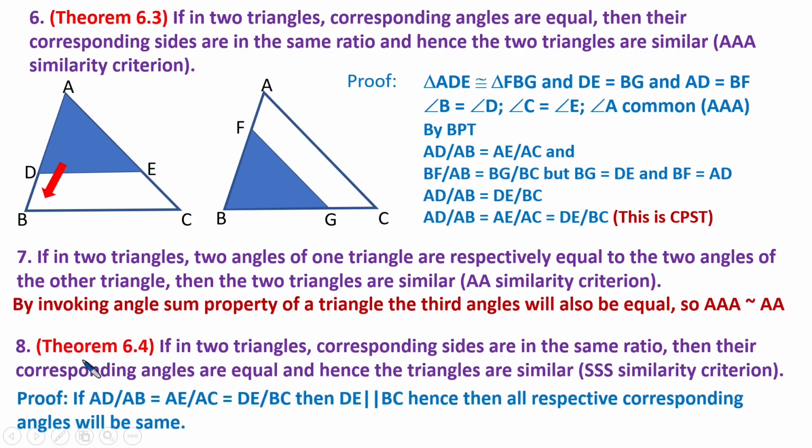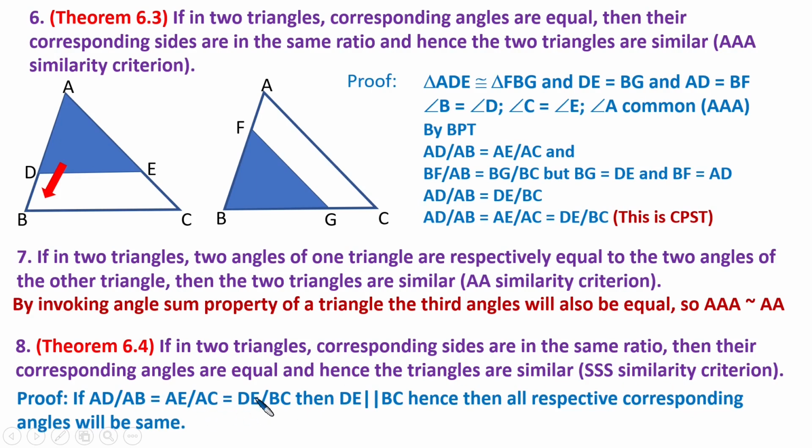Now theorem 6.4, that is point number 8 of your summary of chapter 6. If in two triangles, corresponding sides are in the same ratio, then show that all the angles are equal. So how do you prove it? You have this condition of similar triangle sides, and I write it here: AD by AB is equal to AE by AC, and that is DE by BC. So this condition is always obeyed for similar triangles. Okay, that is the side similarity criteria.